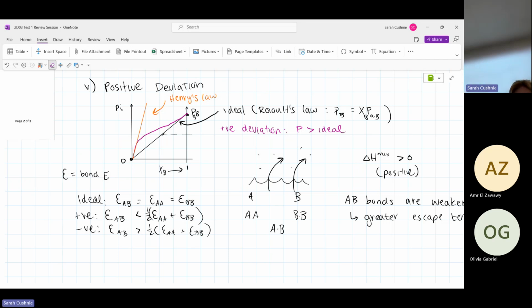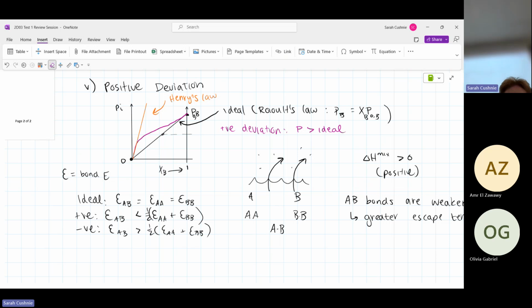So in the negative case, if the energy of AB is greater than that of AA and BB, we're not going to have them leave the system. Yeah, a negative enthalpy. That's a negative deviation, a negative enthalpy. Yeah, that's a good way to put it.